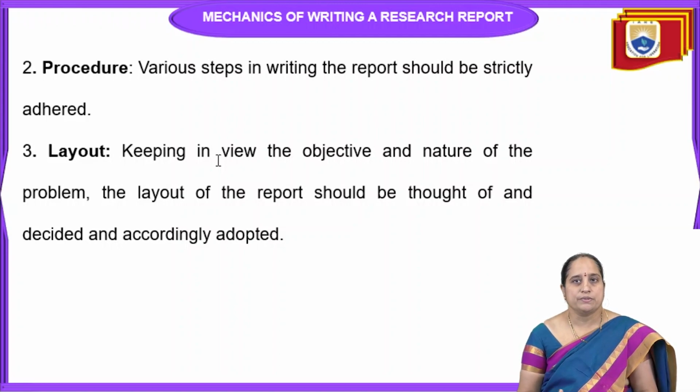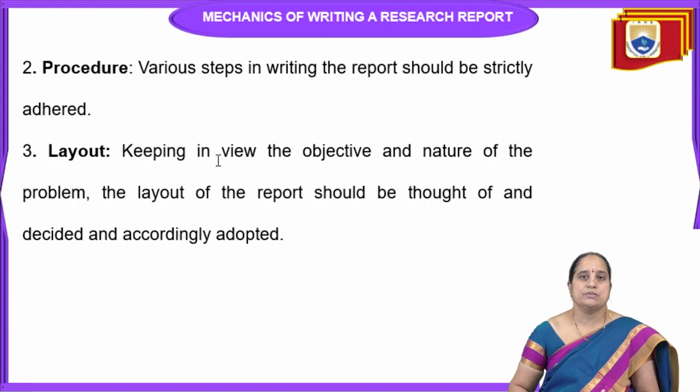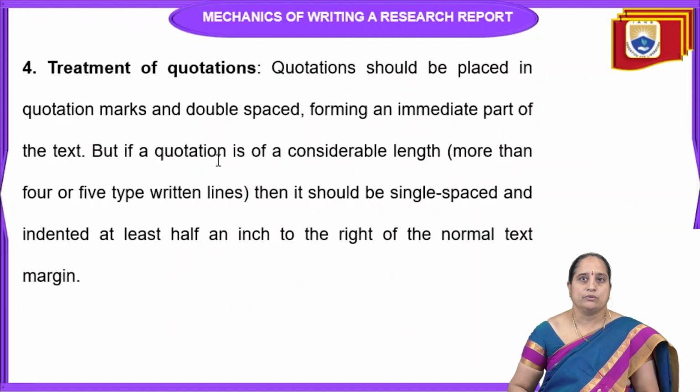Second, coming to the procedure, the various steps in writing the report should be strictly adhered to, and the layout of the report, keeping in view the objective and nature of the problem, should be thought out and decided accordingly. Coming to the layout, we have three components of any research report: prefatory items, main body, and the third one is end matter. These three divisions we need to follow in the layout.